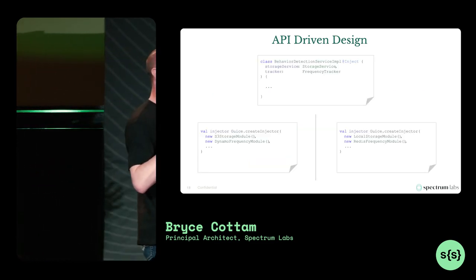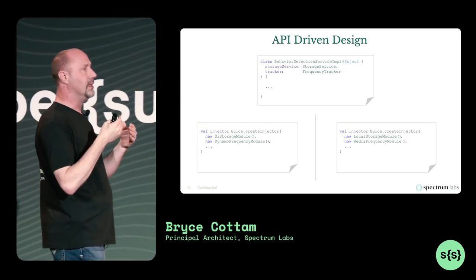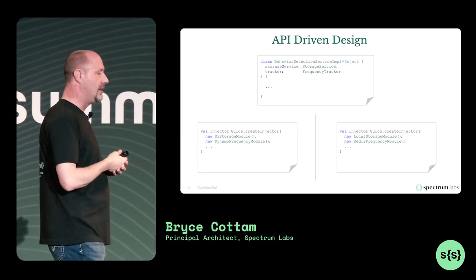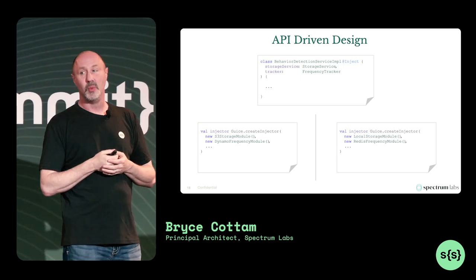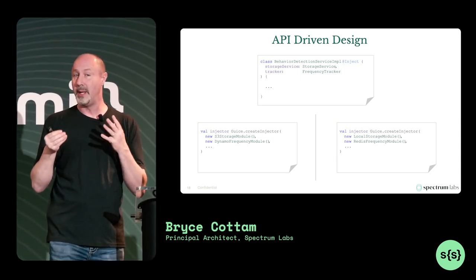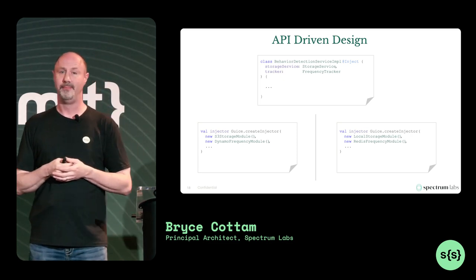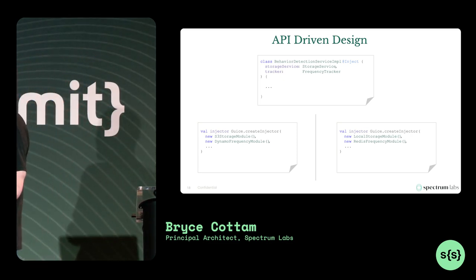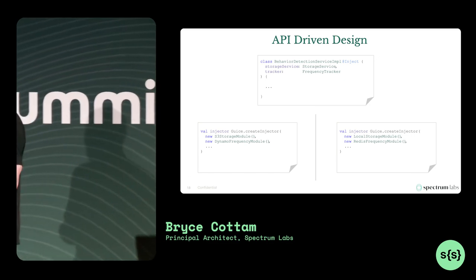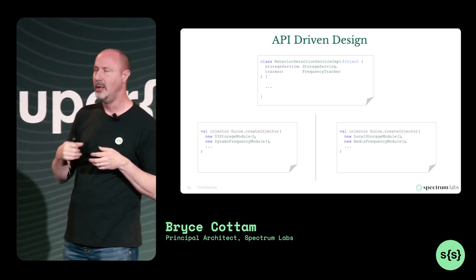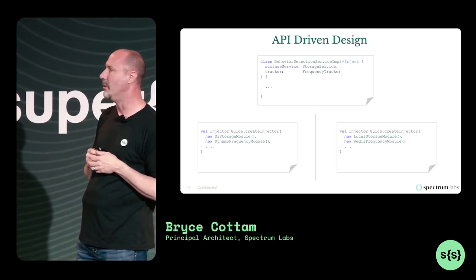The thing I want to highlight about this design pattern in API-driven design is that this makes unit testing really easy. If you find yourself bending over backwards to test code that you're writing, it's maybe not that portable. If you have to do things like power mocks and things like that, you might have some tight coupling with systems that you maybe want to avoid.